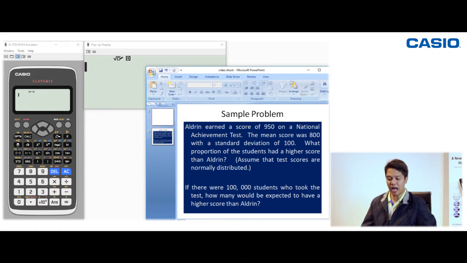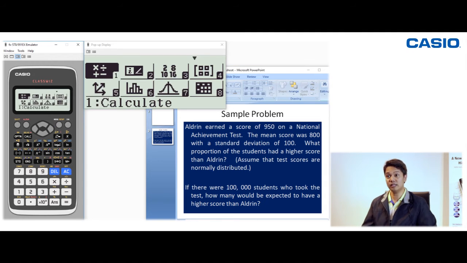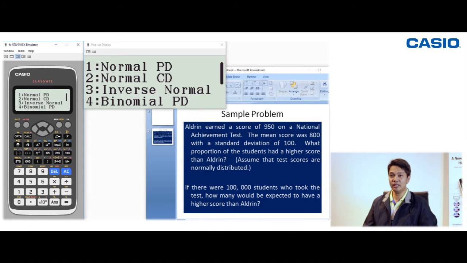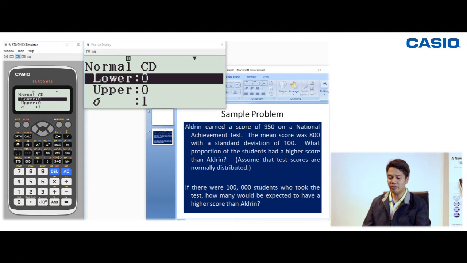Now, if we're going to use the Class Quiz, we need to activate the statistics mode, and this is 7. So when you press 7, we will use the normal cumulative distribution, and that is number 2. We are now being asked for the given information. We have here two different solutions. I'm going to show you first the normal way of solving this.